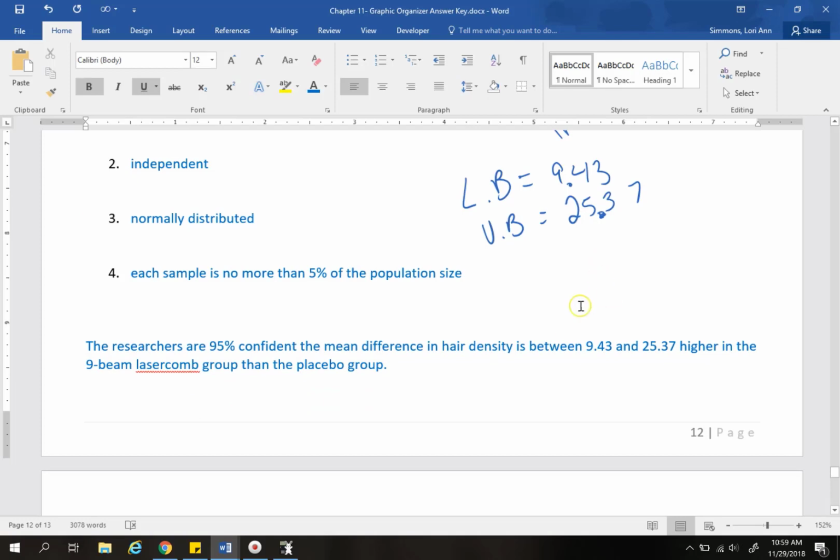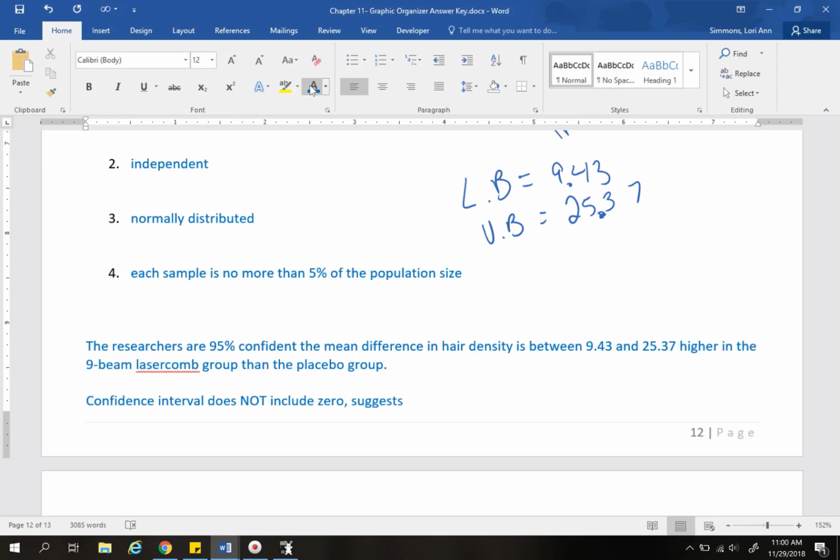Okay, my question for you, does the confidence interval contain 0? Is 0 between 9 and 25? It is not. So let's write a little something about that. The confidence interval does not include 0. This suggests, so if it included 0, that means that there is no difference between the two. If it does not include 0, it means that there is a difference between these two treatments.